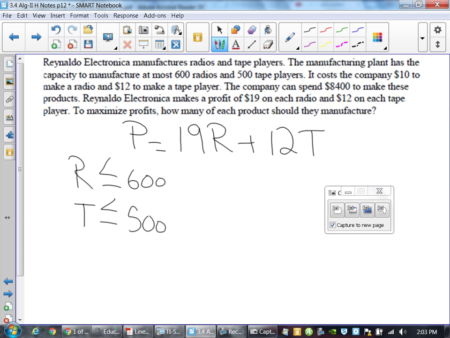Also, going with that, can you have negative radios? No. Can you have negative tape players? No. So I know that both of them are going to be first quadrant problems. Okay.